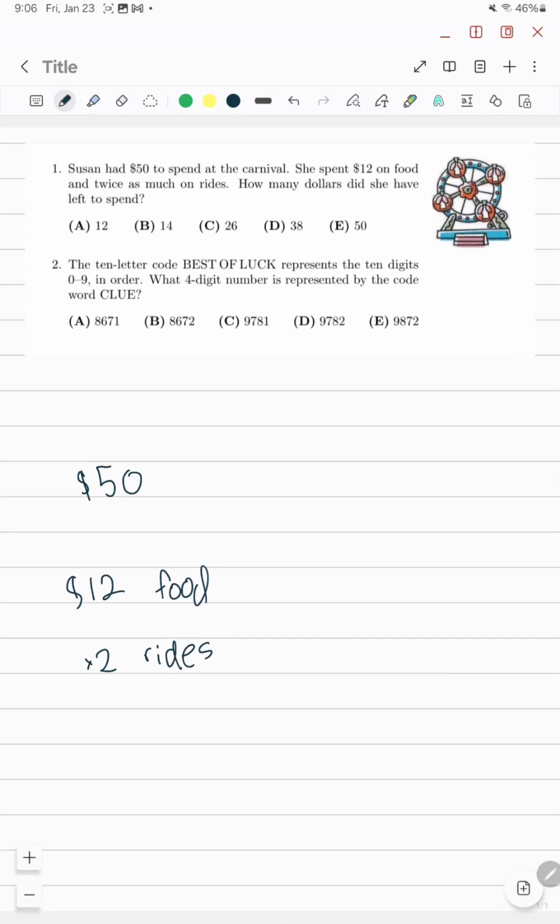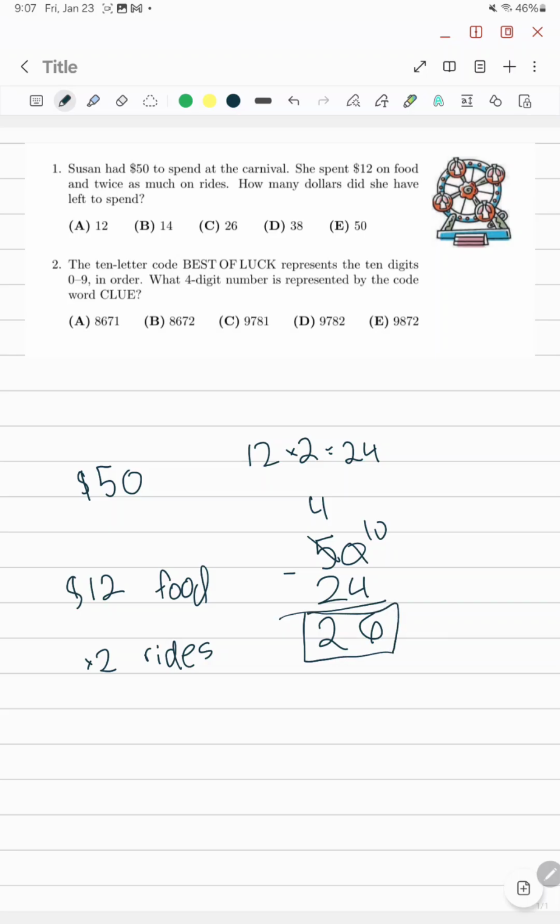Okay. So if she spent $12 on food and she spent twice as much on rides, we have to do 12 times 2 to get 24. That means that in total she spent $24, and she had $50 to spend to start with. So we do 50 minus 24, and we have $26 left, and that means that the answer is C.